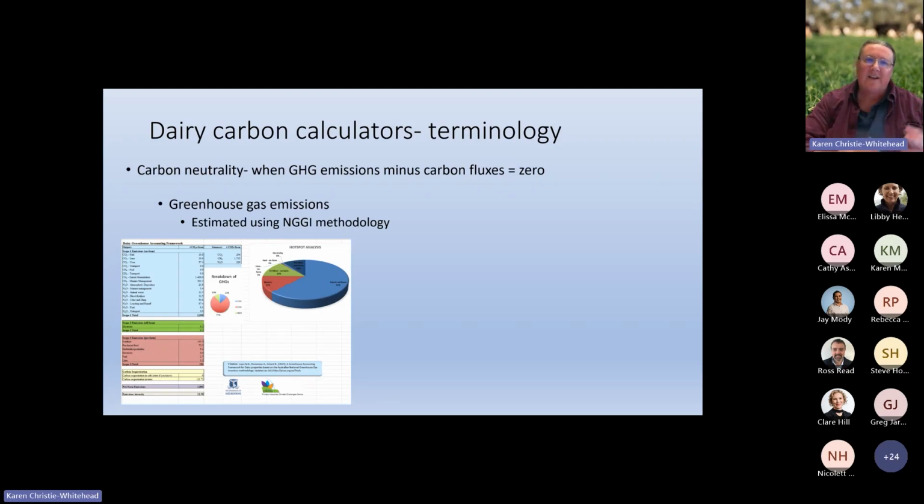So on the left-hand side, we can see greenhouse gas emissions. They're estimated using the national inventory. And I've just grabbed a screenshot of the Melbourne Uni DGAF tool because its results page is a little bit more condensed than the Australian Dairy Carbon Calculator. So that's our source of emissions, our scope 1s, 2s and 3s.